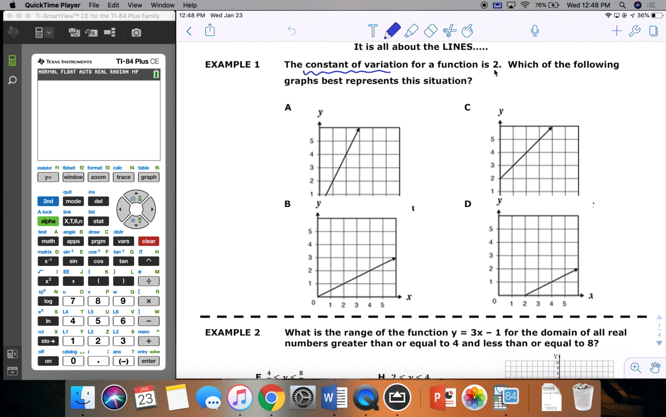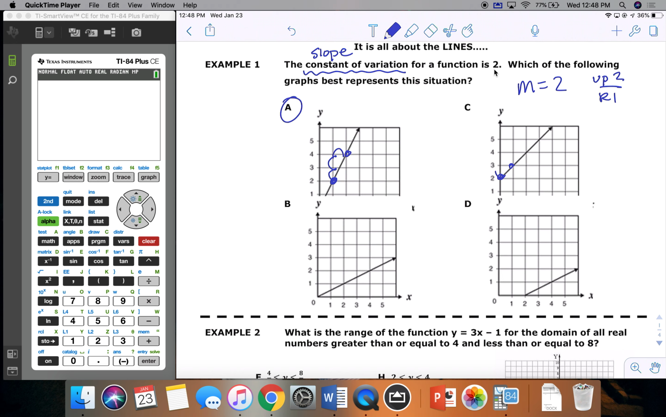So what's important to remember is that constant of variation means slope. So they are asking which of these graphs has a slope of 2. So I'm going to pick 2 points and see, do I go up 2 and to the right 1? And if I do that, does my line exist there? So on this one, if I go up 2, right 1, that one does exist.